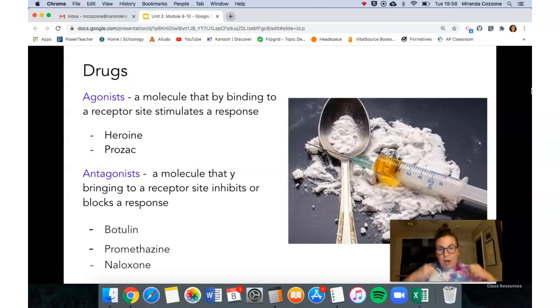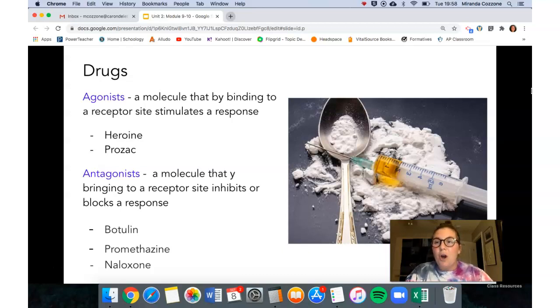Heroin causes a rush of dopamine, intense feelings of happiness and euphoria, whereas antagonist drugs like promethazine is a drug used for, I believe, people with schizophrenia, and it actually inhibits dopamine in order to help them stabilize a mood. Or naloxone, which is the anti-drug to heroin. It helps people come down from that high, and it's usually what's given to people by paramedics when they're in the process of overdosing. Okay, so we've talked about a lot here, and I'm going to stop here for today.